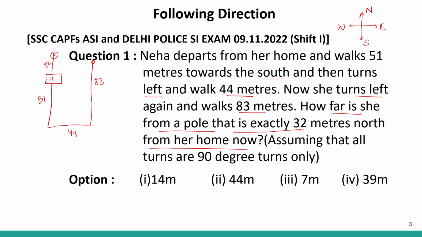And we have to find out if this is the final position of Neha. How far is she and in which direction from the pole? Now, 32 plus 51 will give me 83 meters. So basically the pole and Neha's final position will be in the same line. So if it is in the same line, she will be 44 meters away from the pole. So our answer will be option number 2, 44.